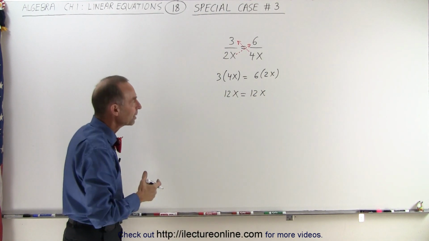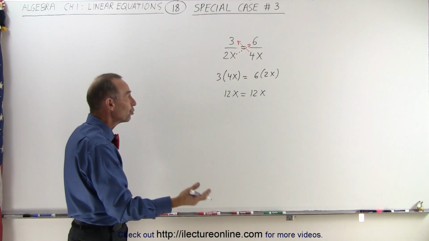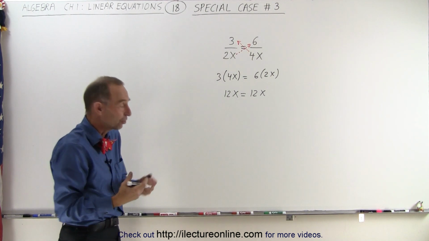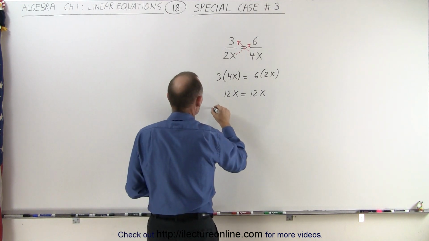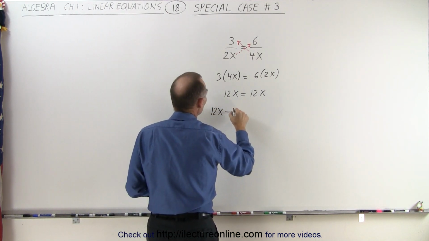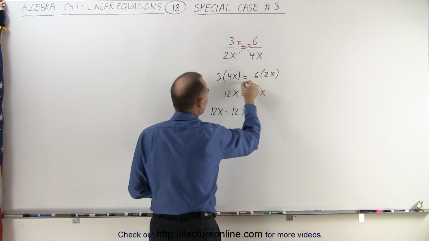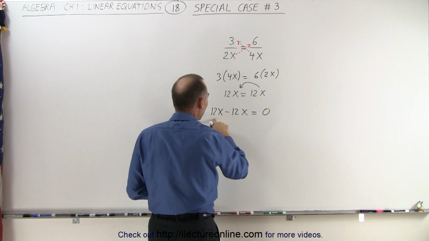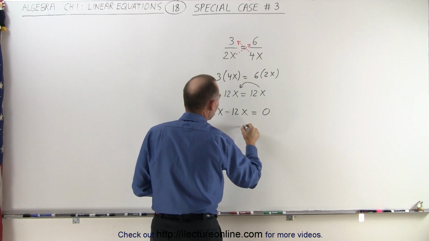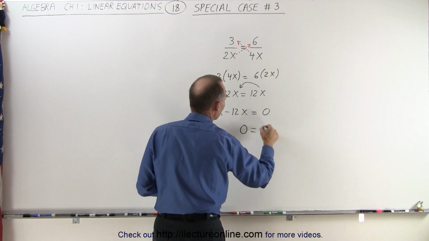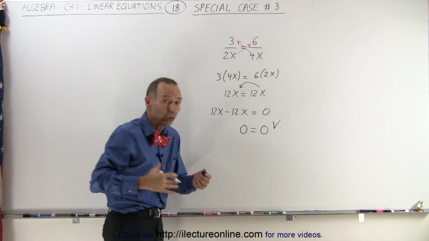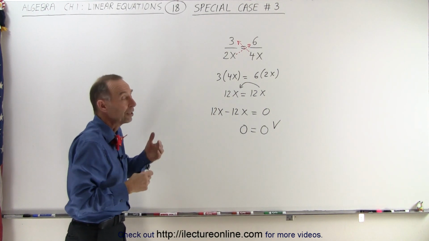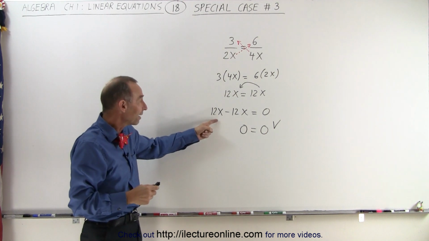Now what do we do over here? Well, if we move the 12x on the right side to the left and we subtract, we get 0 equals 0. So let's go ahead and do that. We get 12x minus 12x by moving this 12x to the other side, and then you end up with the 0 on the right side, and 12x minus 12x is equal to 0, so 0 equals 0. Which of course is a true statement. 0 is indeed 0. Which means that it doesn't really matter what value x has.